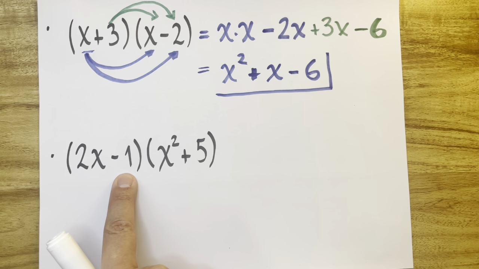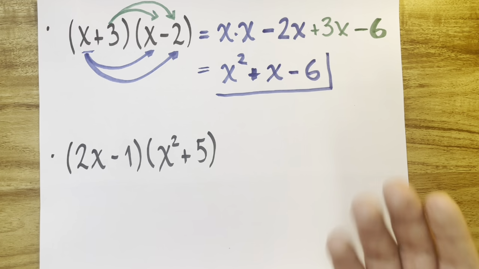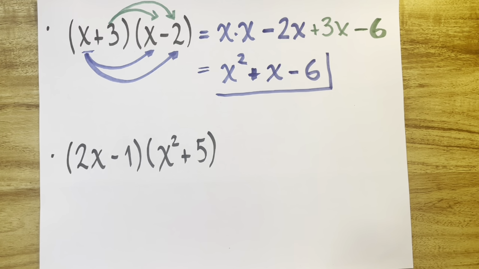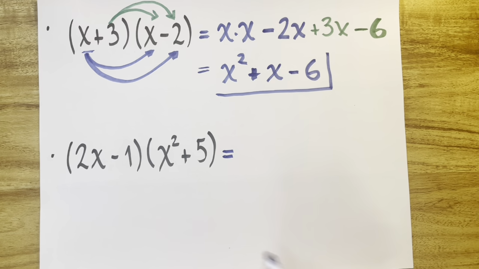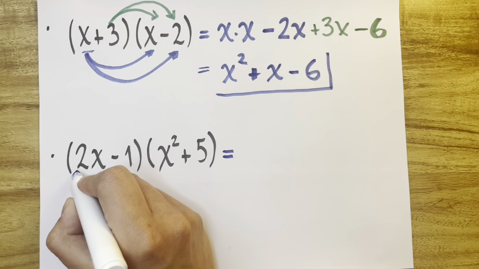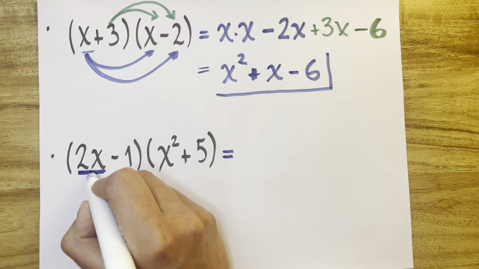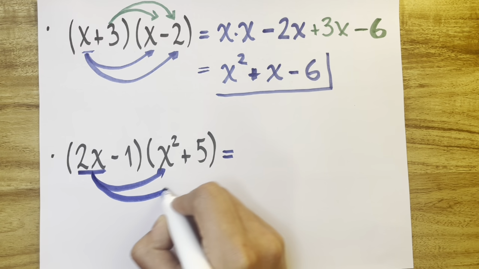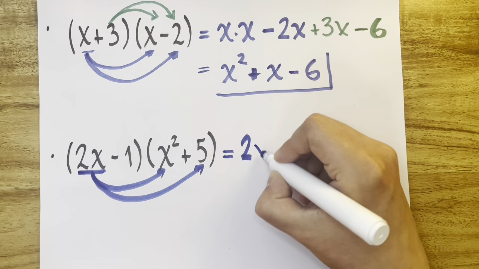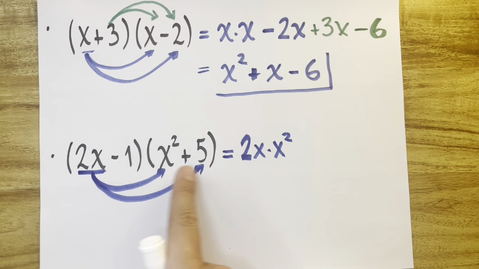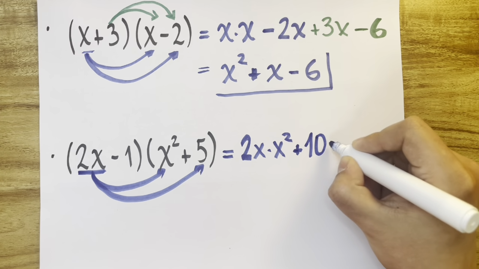What about this one? 2x minus 1 times x squared plus 5. You can pause the video here and try it yourself. You can even write your answer in the comment section. Ready? So here the idea is the same. We start distributing these 2x. So we'll have 2x times x squared plus 2x times 5. Let me write that here. 2x times x squared plus 2x times 5, which is 10x.